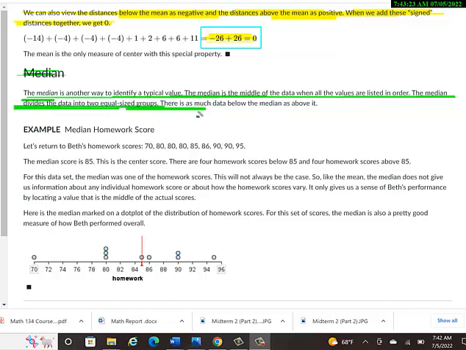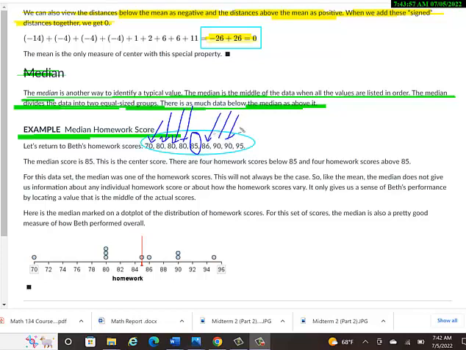There is as much data below the median as above it. So for example, the median homework score, like in those homework scores that she gave us previously, the same scores, the median would just be the one right in the middle. So in this case, there were, let's see, how many scores are here? 9, right? So if you have 4, the first 4 on the left, 85 would be in the middle, and then there'd be 4 on the right. So in this case, 85 would be the median.